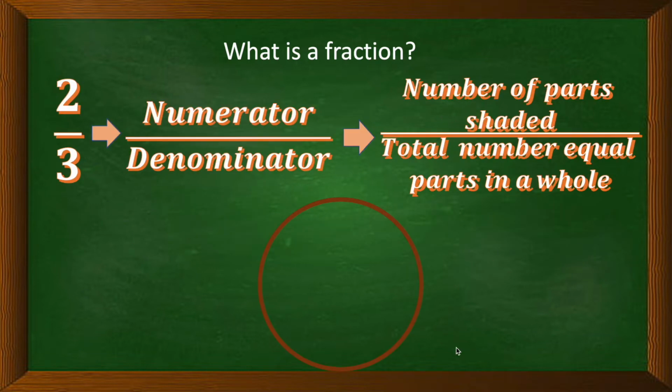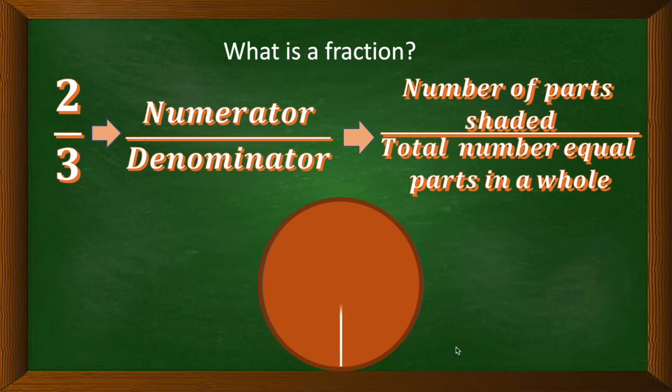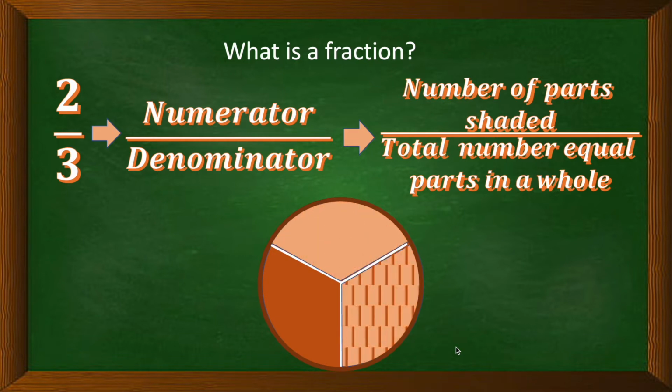Let's use an area model to understand this further. Here is a circle which is one whole. Since our denominator is 3, we have to cut the circle into 3 equal parts. So now we have 3 equal parts in our circle. Let's say numerator 2 represents the parts that are shaded. So we shade 2 of these parts. So fraction 2/3 represents the shaded part of the circle.